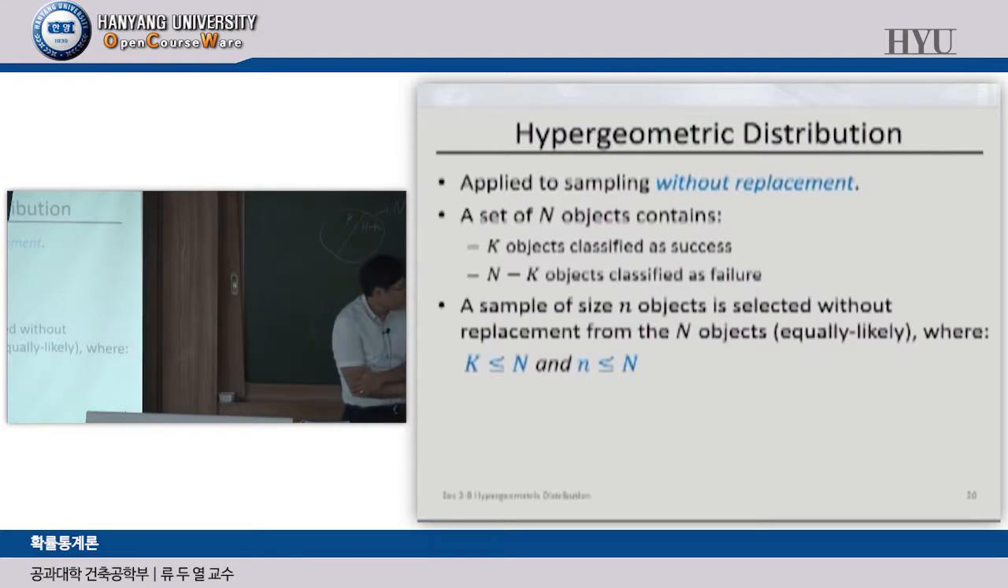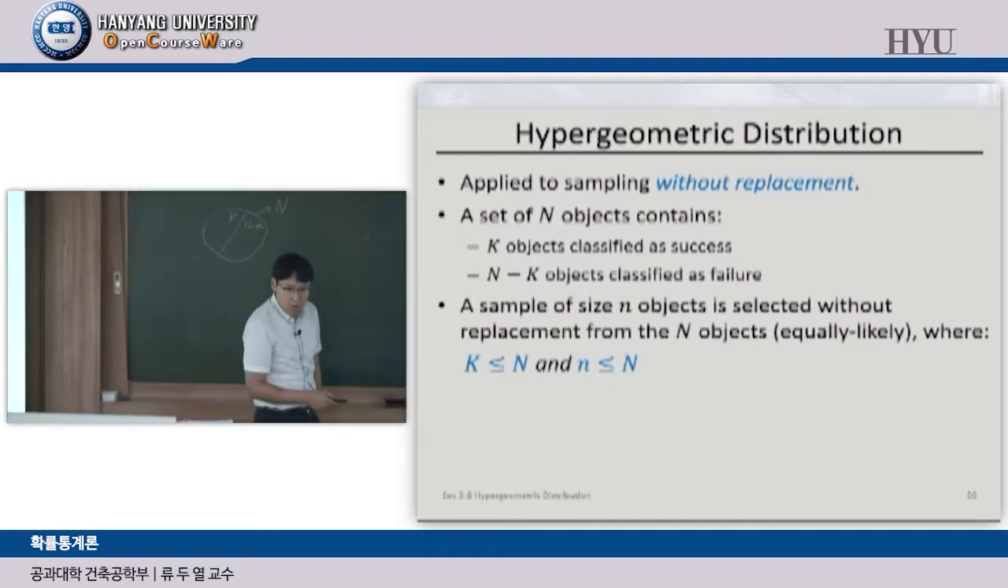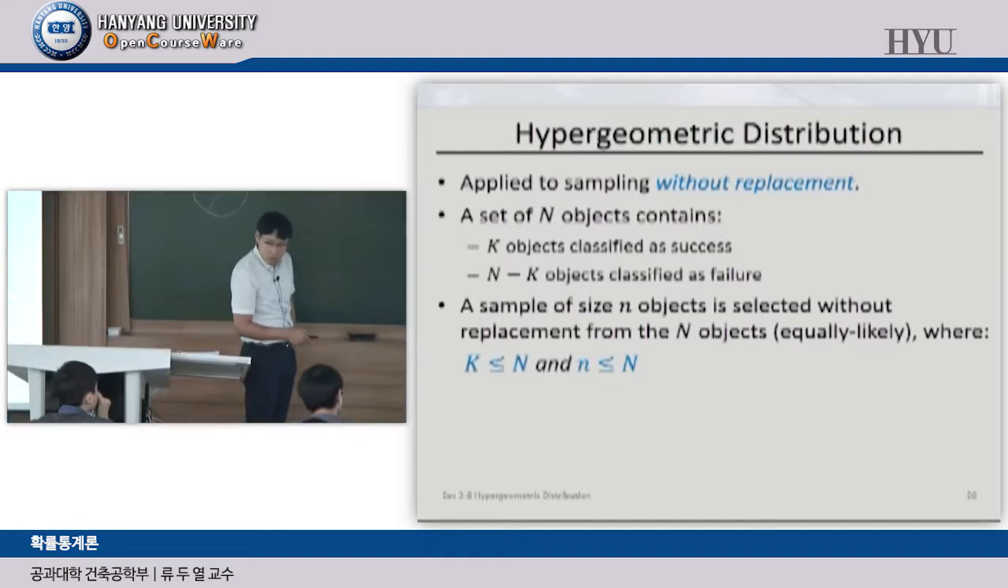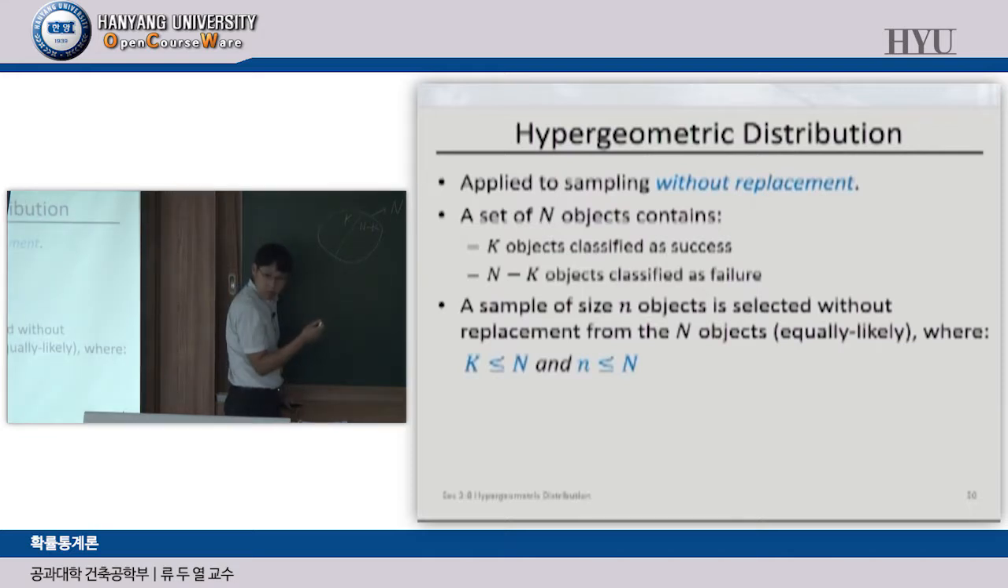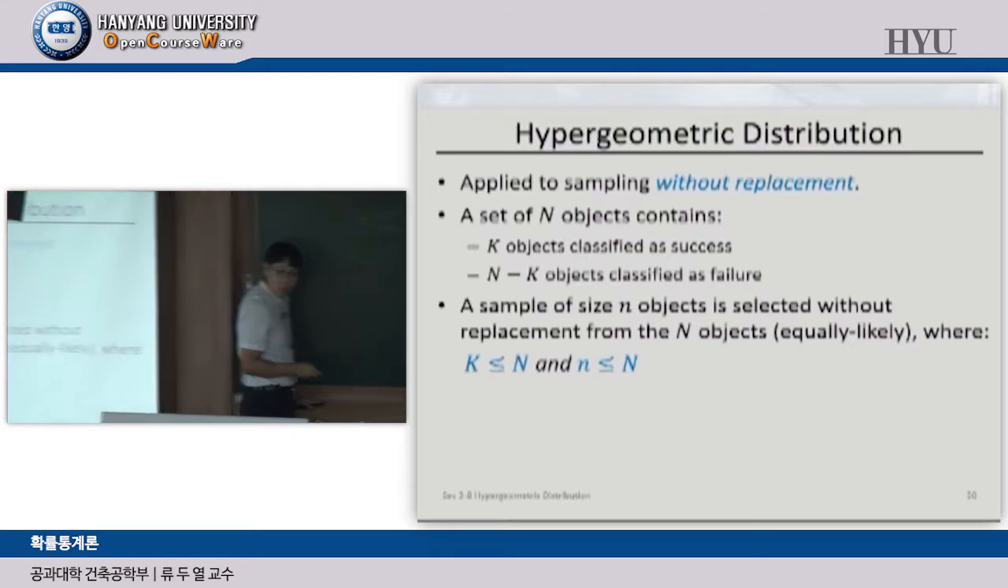So in this case, a sample of size n is selected without replacement from the N objects, with equally likely probability, where K should be smaller than or equal to large N, and small n should be smaller than or equal to large N. So this means that we can select a random sample from these N objects, and simply we can assume that this is the small n, okay?